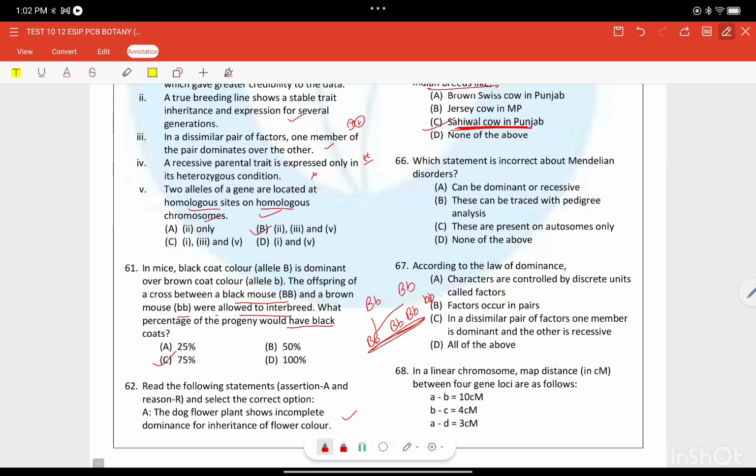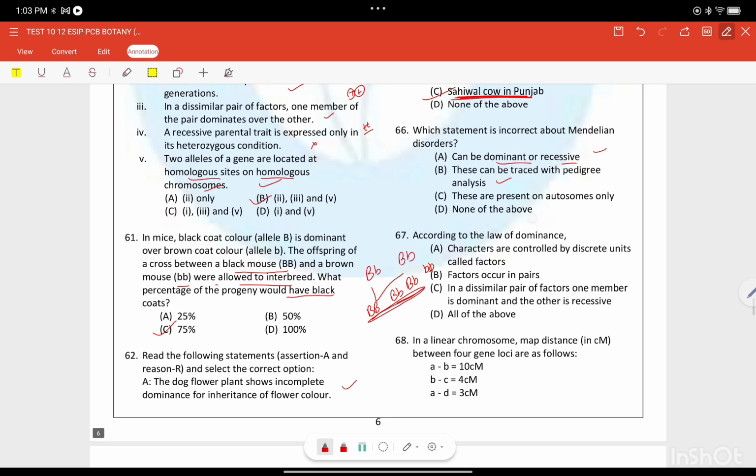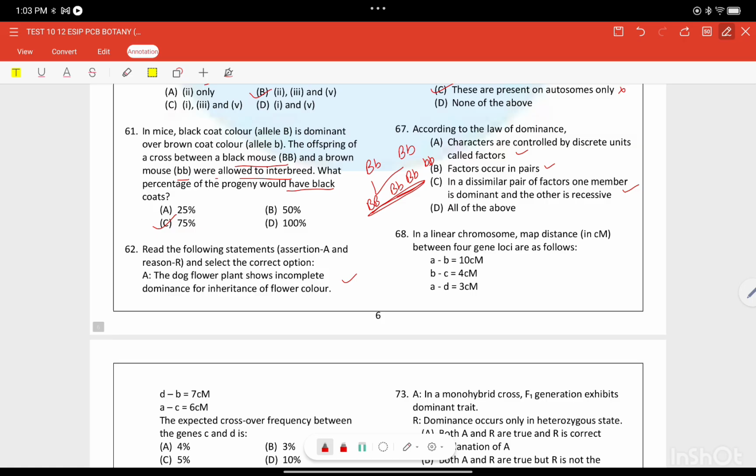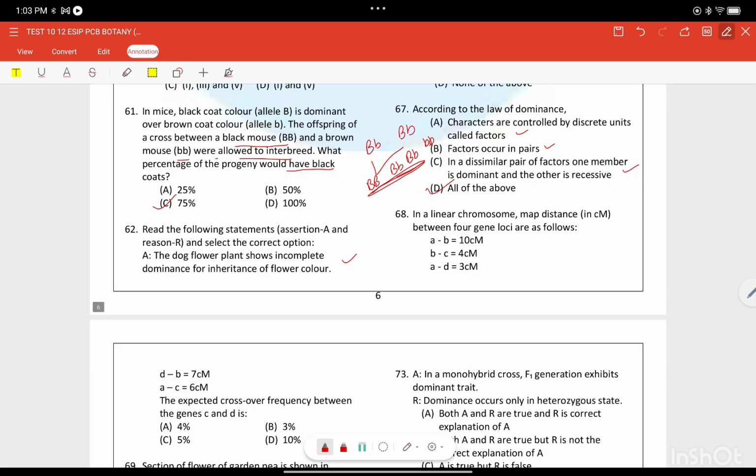Which statement is incorrect about Mendelian disorder? It can be dominant or recessive, correct. It can be traced with pedigree analysis, correct. These are present on autosomal only. It can be present on sex chromosomes also. So answer is C. According to the law of dominance, characters are controlled by discrete unit called factors. That is correct. Factors occur in pair. In dissimilar pair of factor, one member is dominant over the other recessive pair, and all of the above for law of dominance are correct.